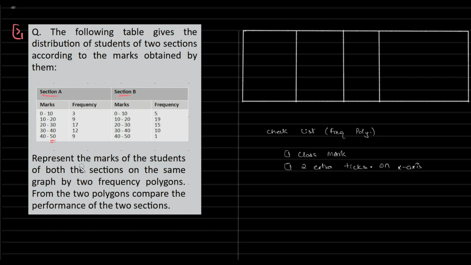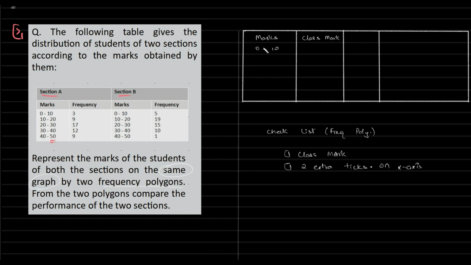Represent the marks of the students of both the sections on the same graph by two frequency polygons. From the two polygons, compare the performance of the two sections. First thing is we are looking at the same graph, and we are looking at a frequency polygon. So for a frequency polygon, we have to have the class mark. Since we are talking about the same set of data, we can have a single class mark for both the sections.